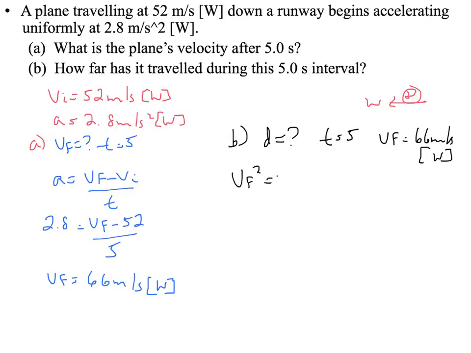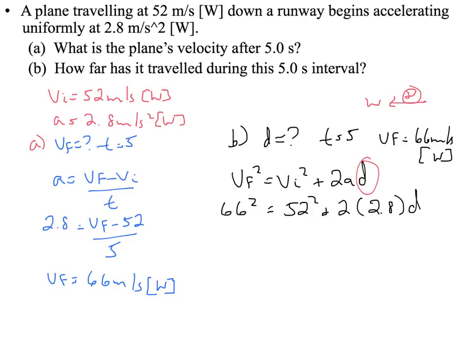So let's say VF squared equals VI squared plus 2AD. In this question, D is what we are looking for. So we need to solve for D. Let's plug in some numbers. Okay, we know VF is 66 squared. VI is 52. We'll square that. 2 times our acceleration we know is 2.8. And of course we are looking for D. We do some rearranging, and we get D equal to 295 meters. We need 2 sig digs, therefore 3.0 times 10 to the 2 meters. And since we're talking about displacement, we say west.